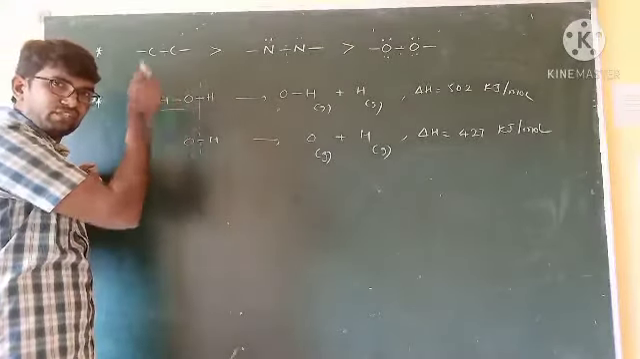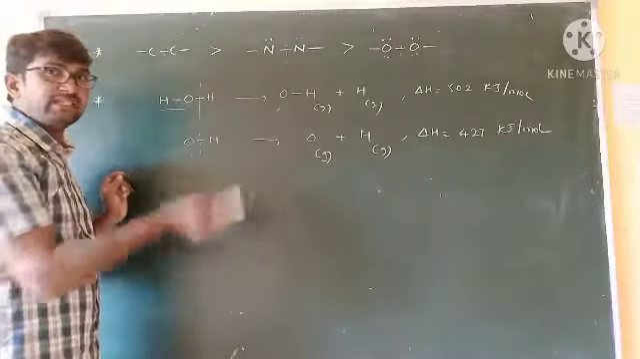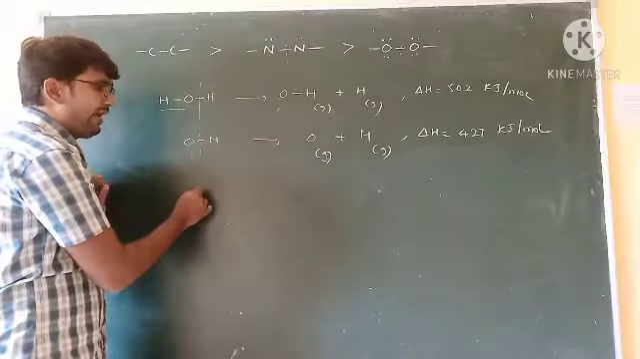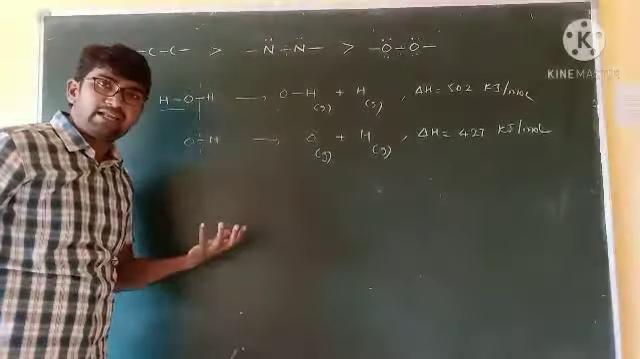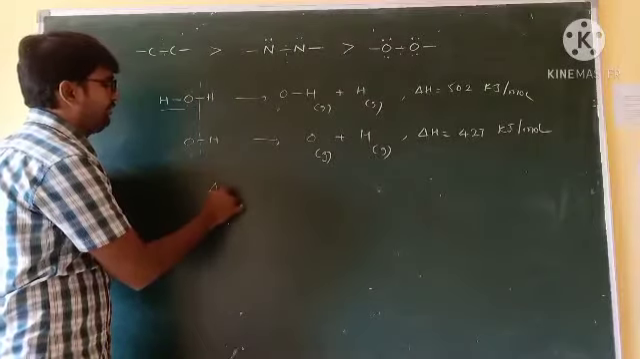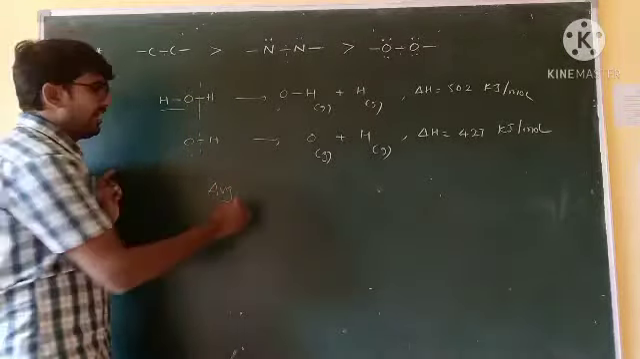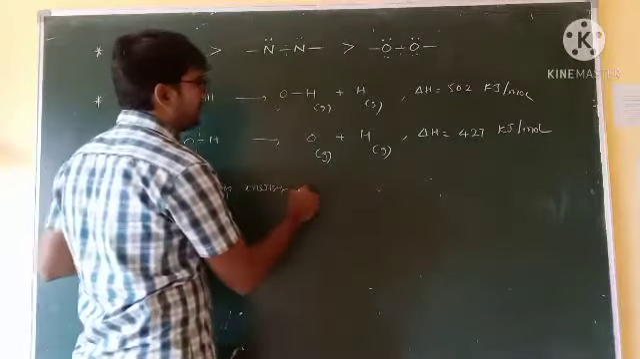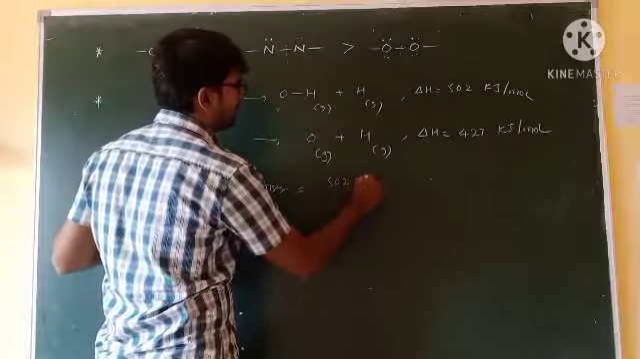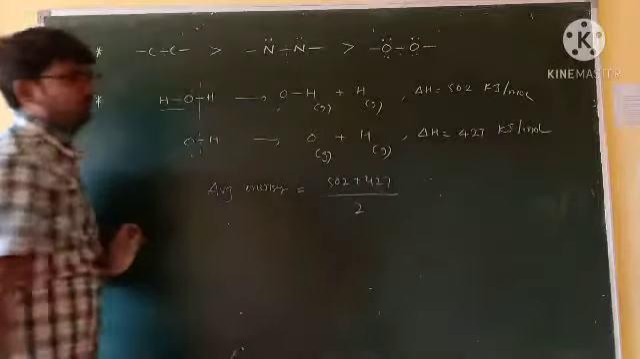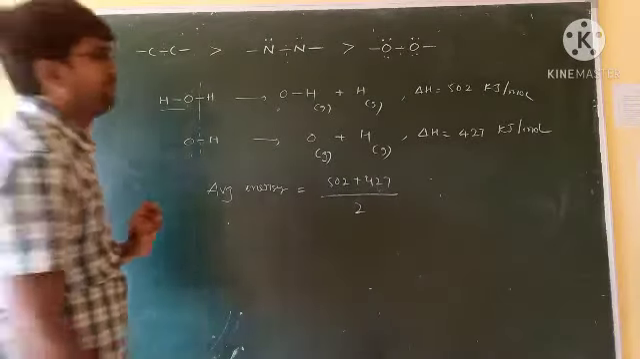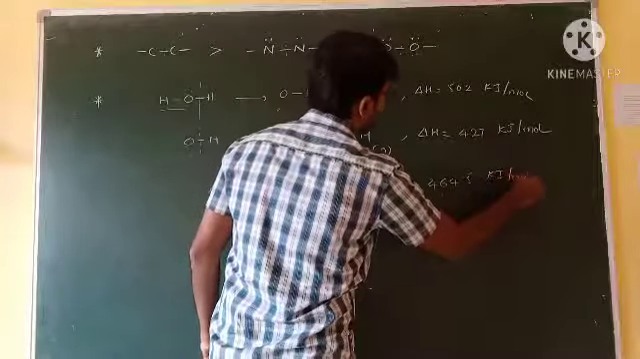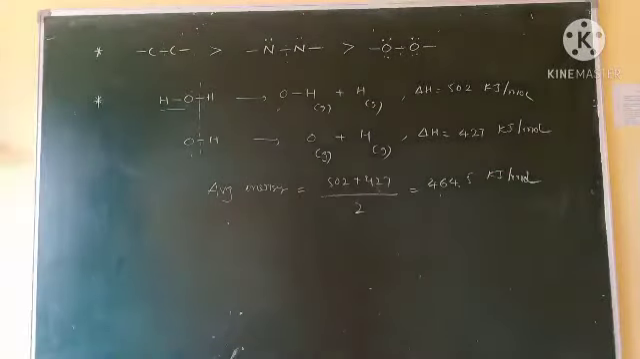Breaking the first OH bond requires more energy. The second OH bond requires less energy. So for this type of compounds, how can we express the OH bond energy requirement? We have to take the average value. Average bond enthalpy is equal to 502 plus 427 by 2. This value is 464.5 kilojoule per mole.